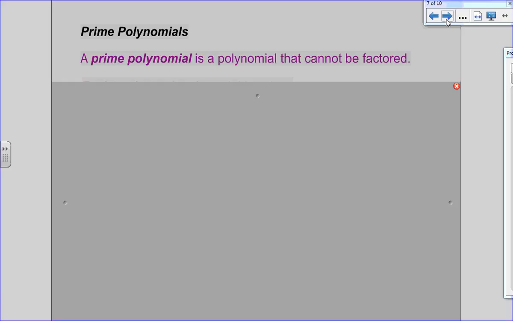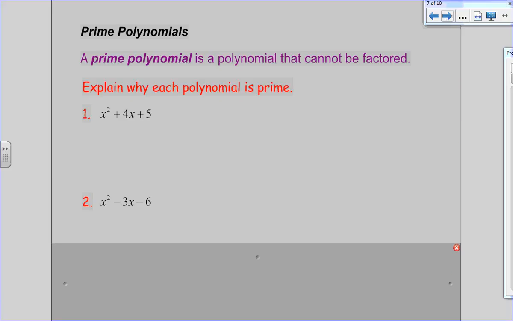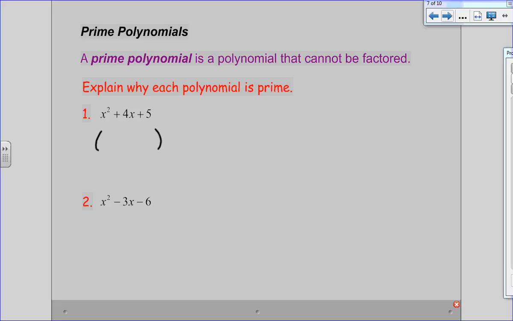And our last example is we come back to this idea of a prime polynomial. We learned earlier that a prime polynomial is any polynomial that cannot be factored. And so let's look at some trinomials. These are both trinomials, and we're going to see if we can factor them. We know that x times x would give us x squared. And then we need to think what 2 terms could multiply to give us 5, but add to give us 4. So we could think of our only combinations for 5 are 5 and 1.